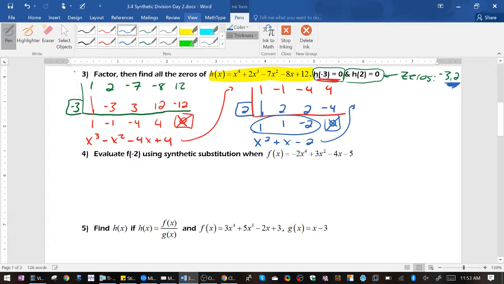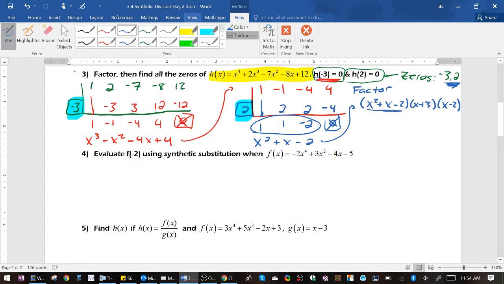So to finish this problem, if I want to write out the factors, the first thing it asked us was to factor. When I did my synthetic division twice, I got x squared plus x minus 2. But we cannot forget the other solutions that we used before, that negative 3 and that negative 2. So when I write those, negative 3 as a factor is x plus 3, and negative 2 as a factor is x plus 2.